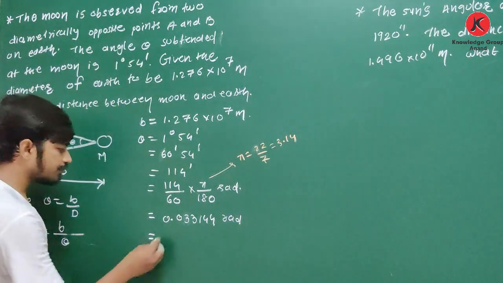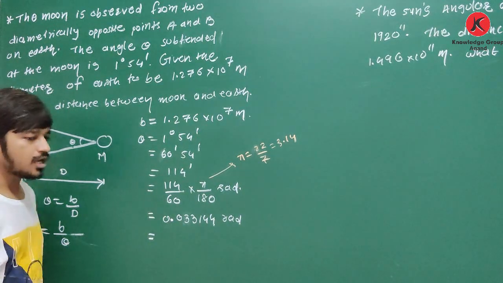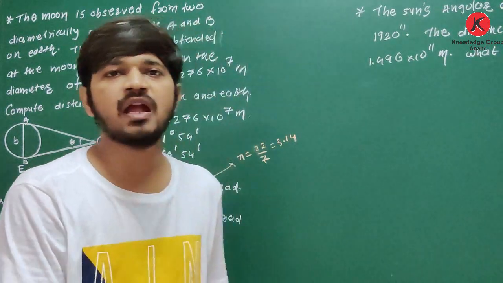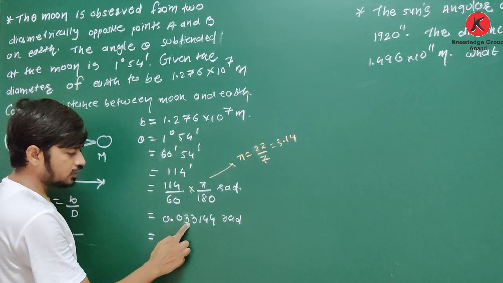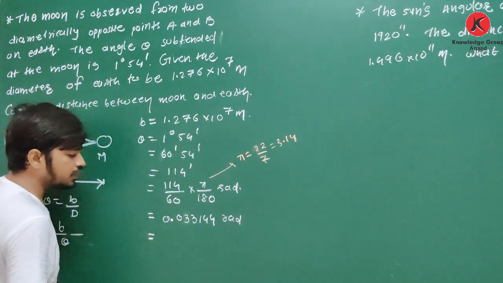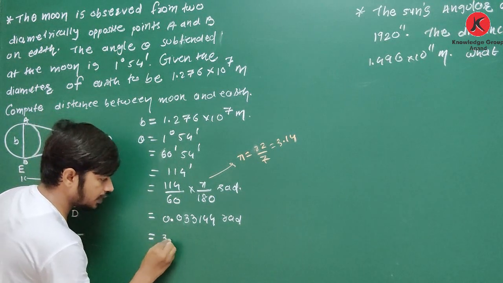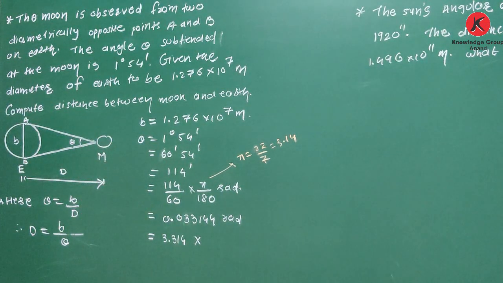How to write this? See, here it is the decimal point. Before the decimal point, we have to write one non-zero digit. See, it is 0, which is not a non-zero digit. So I have to displace this decimal point to this point, that is 3.314. Clear about this?